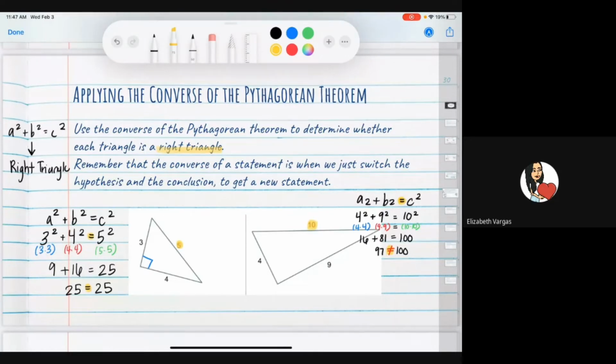Anyone have any questions? And let me just go ahead and fix this. I put that to be squared, but yeah. Any questions?